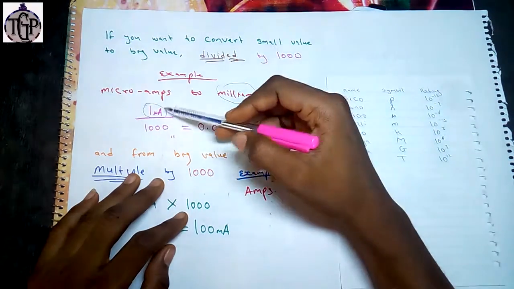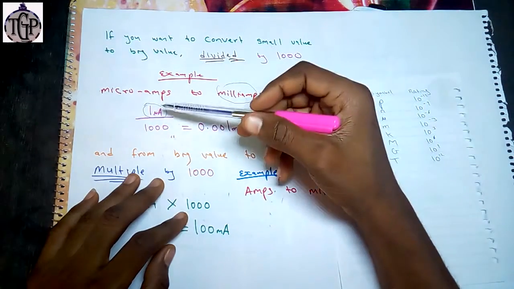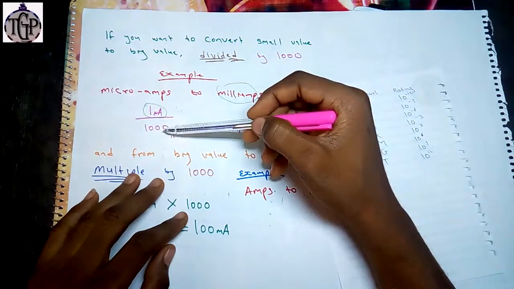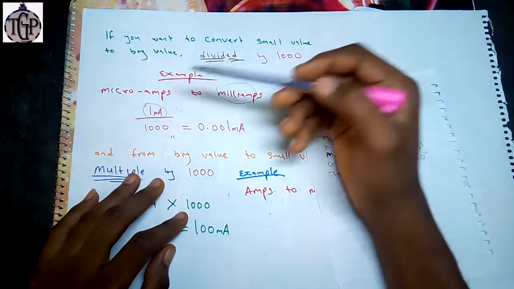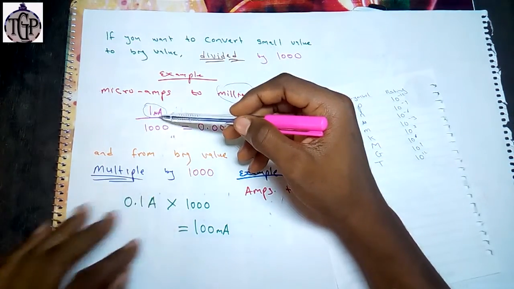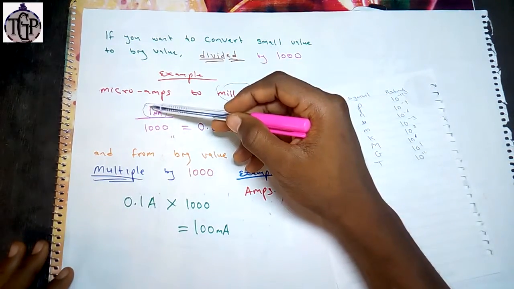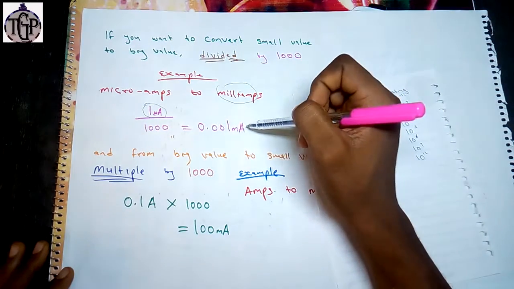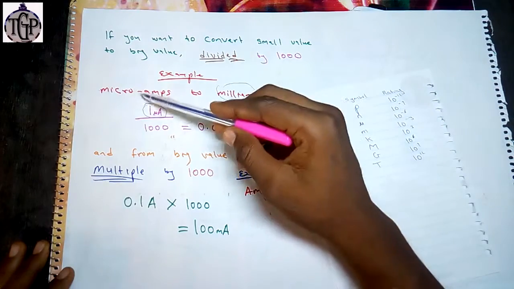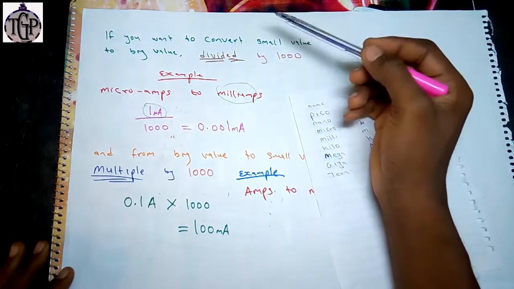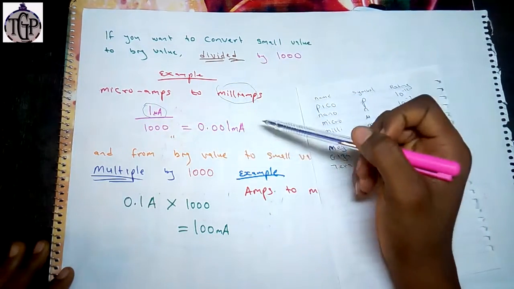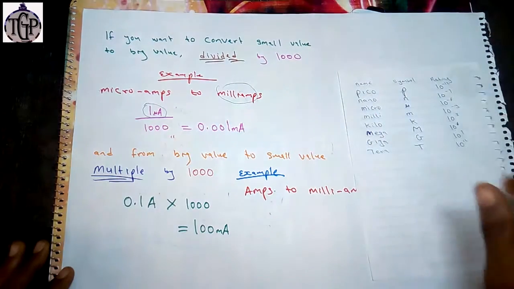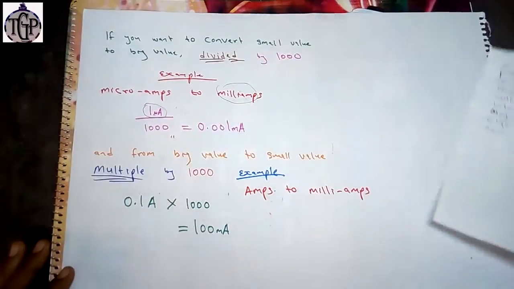which is 1 microamps and you want to convert it to milli, you have to divide it by 1000. Looking at this example, you can see 1 microamps divided by 1000 will give you 0.001 milliamps, which means I've converted the microamps to milliamps.